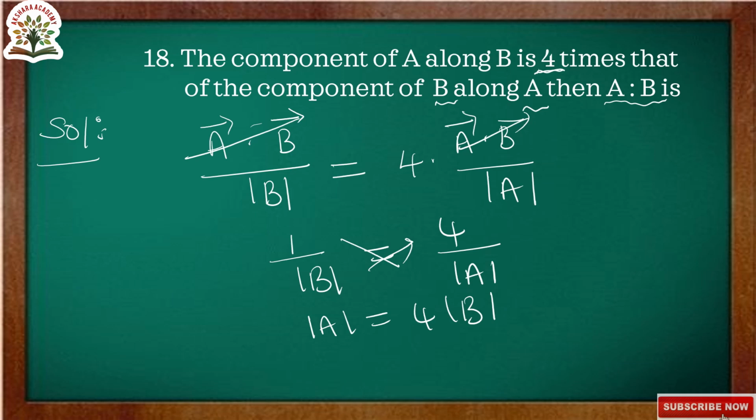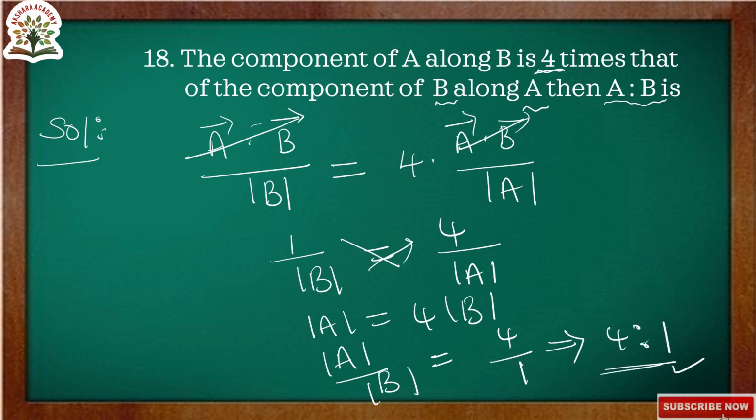Now in this question we are calculating a bar is to b bar, that is a is to b. So modulus of a bar by modulus of b bar is equal to 4 by 1. So that implies a is to b is equal to 4 is to 1. This is the final answer. A is to B is equal to 4 is to 1.